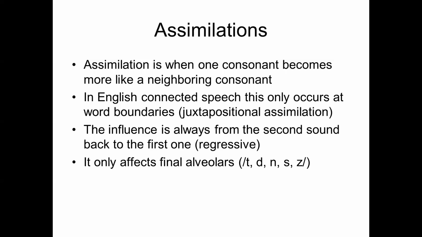Then we have assimilation. If you happen to be a Star Trek fan, you'd be familiar with assimilation via the Borg, but I'm not going to assume that. Assimilation is just when one thing becomes like another. When you have a sound that becomes more like its neighbor under its influence, that would be a case of assimilation. And usually it happens backwards. We've got this word regressive, so there's influence from the following sound, and it goes backwards to the one in front of it. In English, it happens to affect these alveolar sounds. This is why it's important to be able to spot alveolars.